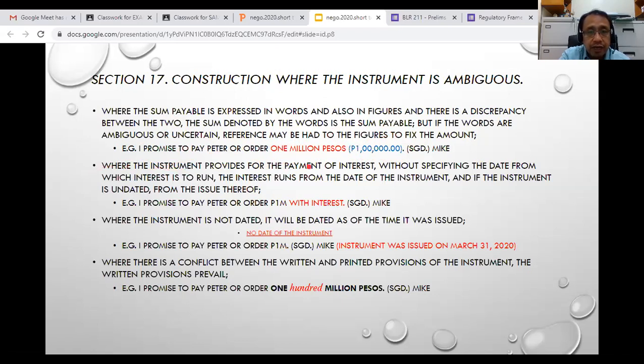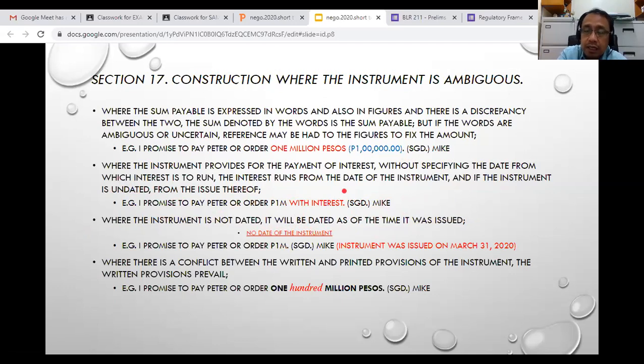Where the instrument provides for the payment of interest without specifying the date from which interest is to run, kailan tatakbo yung interest? Okay? Interest will run from the date of the instrument, and if the instrument is undated, from the date of issuance thereof. Why? Because where the instrument is not dated, it will be dated as of the date it was issued. Tapos kapag hindi na i-provide yung rate of interest, you compute that using the legal rate of interest.